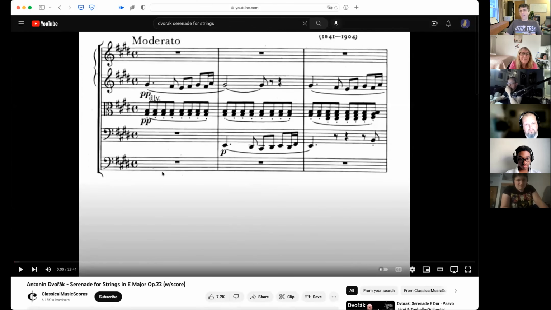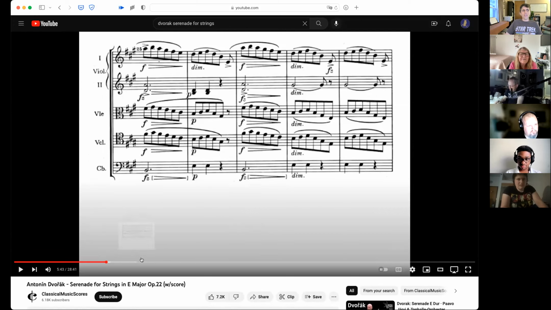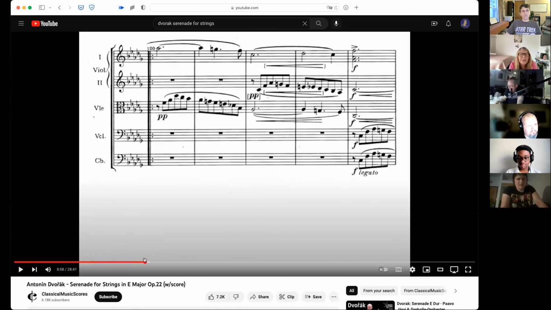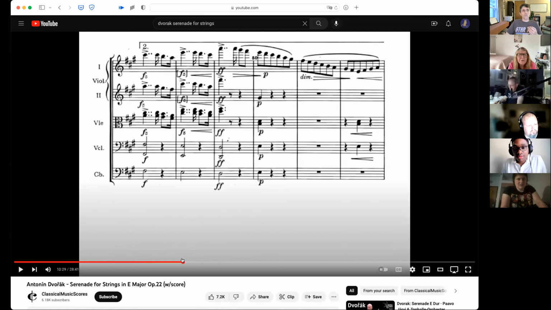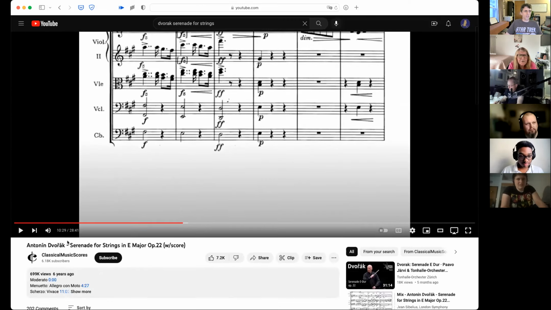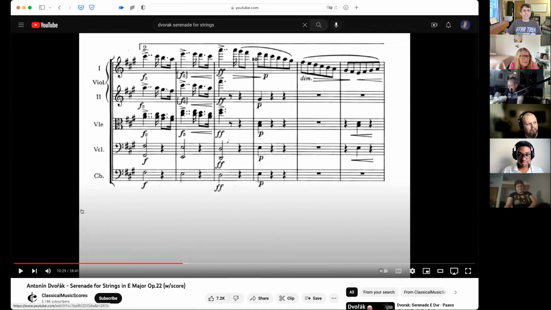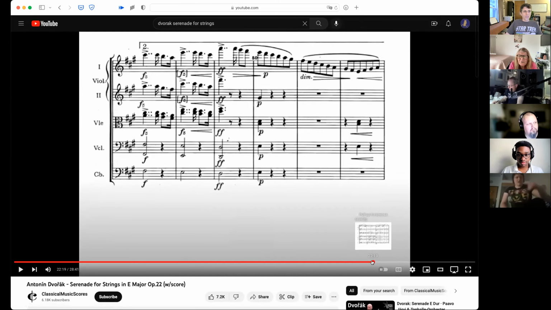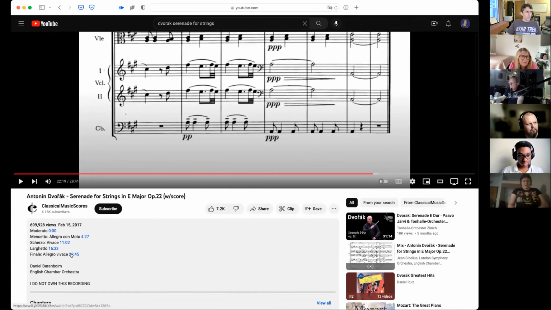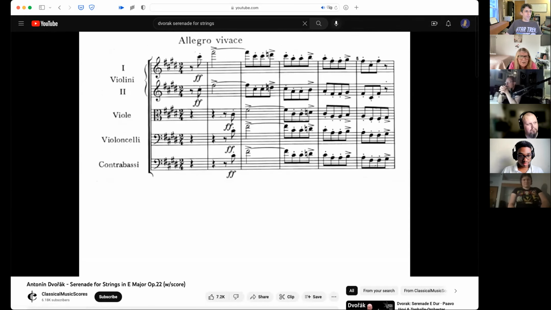If you have never analyzed Dvorak's Serenade for Strings, you must analyze this piece. Dvorak makes the string orchestra sound like a million dollars. The string orchestra sounds fabulous in the way that Dvorak writes it. There are five different movements in this piece, with a whole variety and range of tempos. Let me just play you the first bit of the finale, just because I love it.